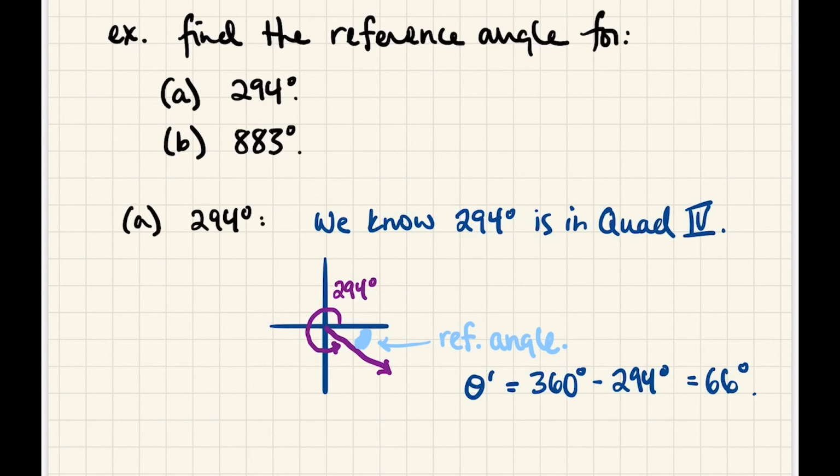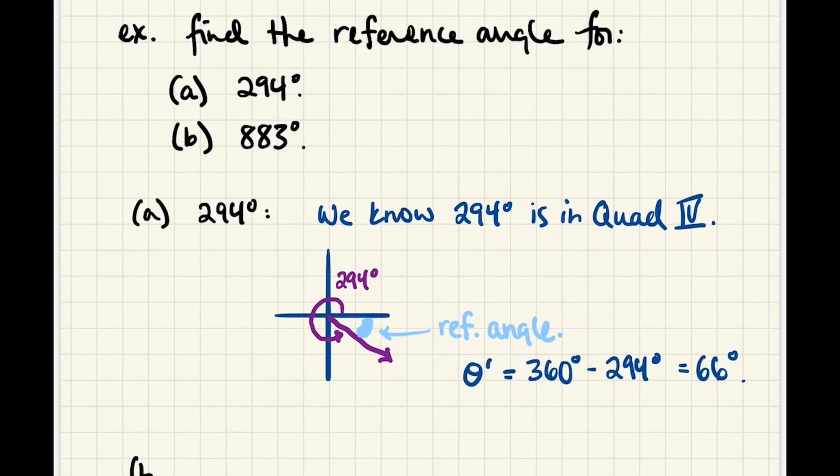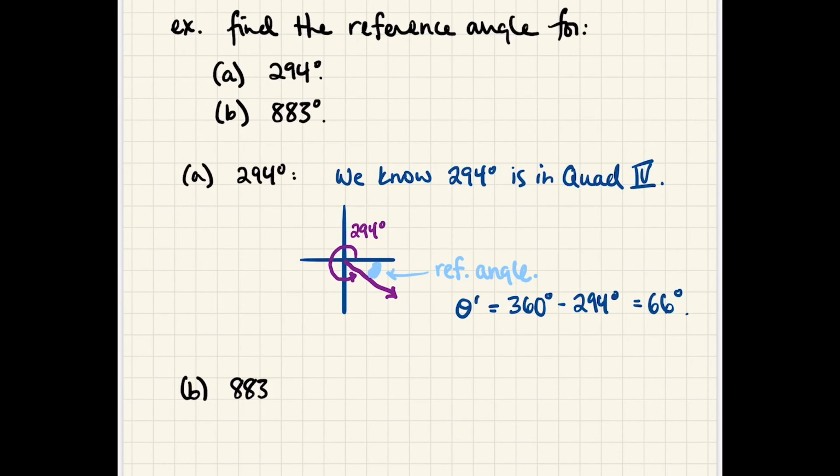All right, let's look at part B, which is 883 degrees. And the first thing we should do is find an angle coterminal to 883 degrees, which is in the interval 0 to 360.